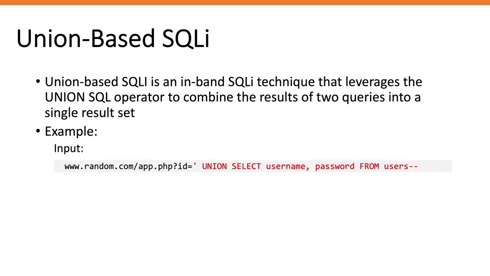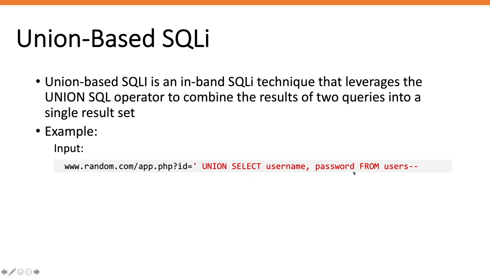Let's take an example. You have your application, www.random.com. It has an ID field that is vulnerable to union-based SQL injection. And if you put in a valid ID, then the page will display all the products that are associated to that ID. Now, instead of just displaying the products associated to a specific ID, I want to output the results of another query. And in this case, the query is select the username and the password from the users table.